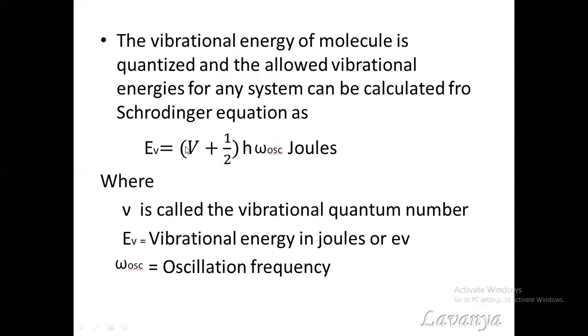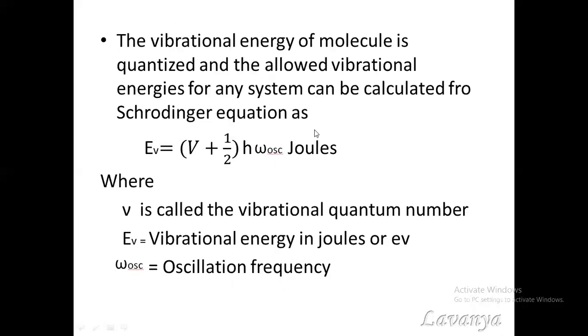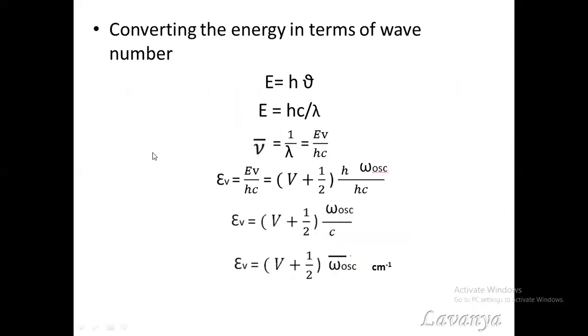But in IR spectrum, we use wave number instead of frequency or energy, and we can convert this energy into wave number. For that, again, we use the formula nu bar is equal to 1 by lambda, which can be given as E by hc. EV is the one I represented earlier, where V represents the vibrational energy level, that is EV by hc.